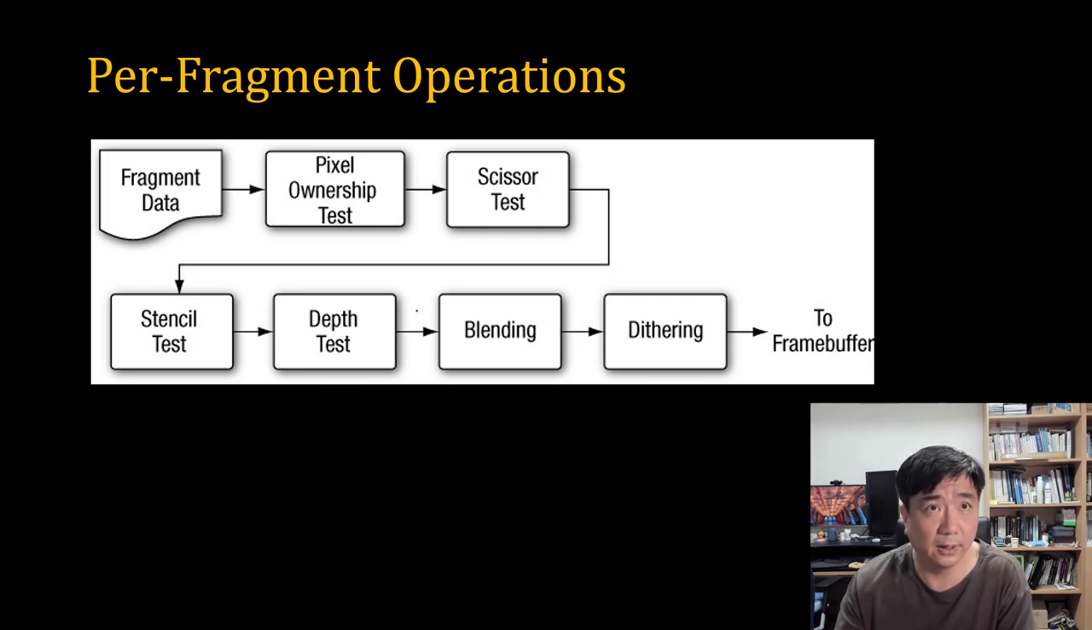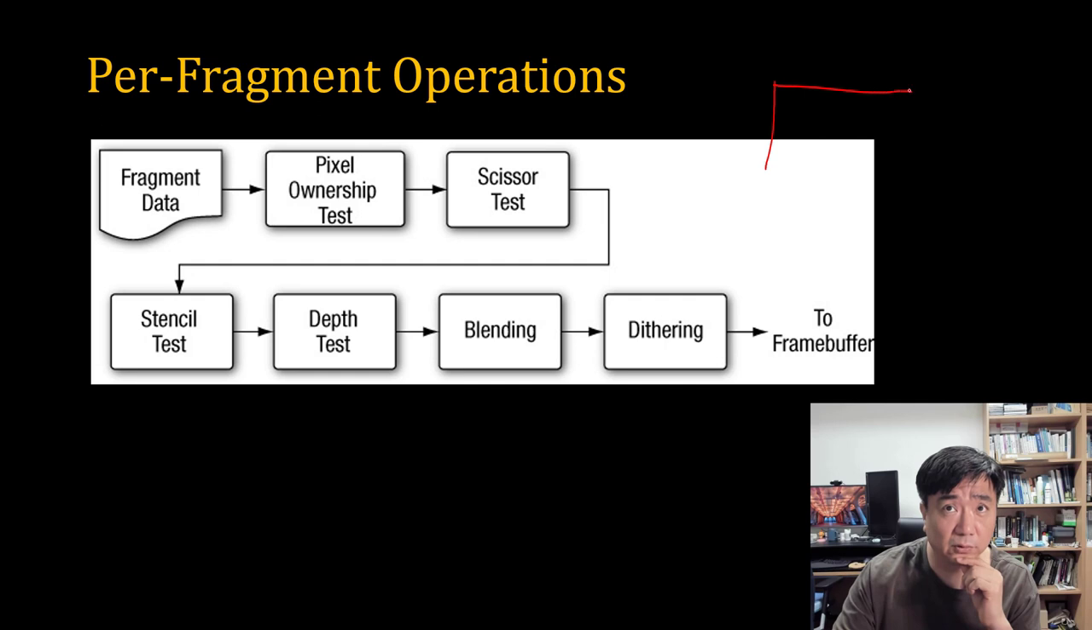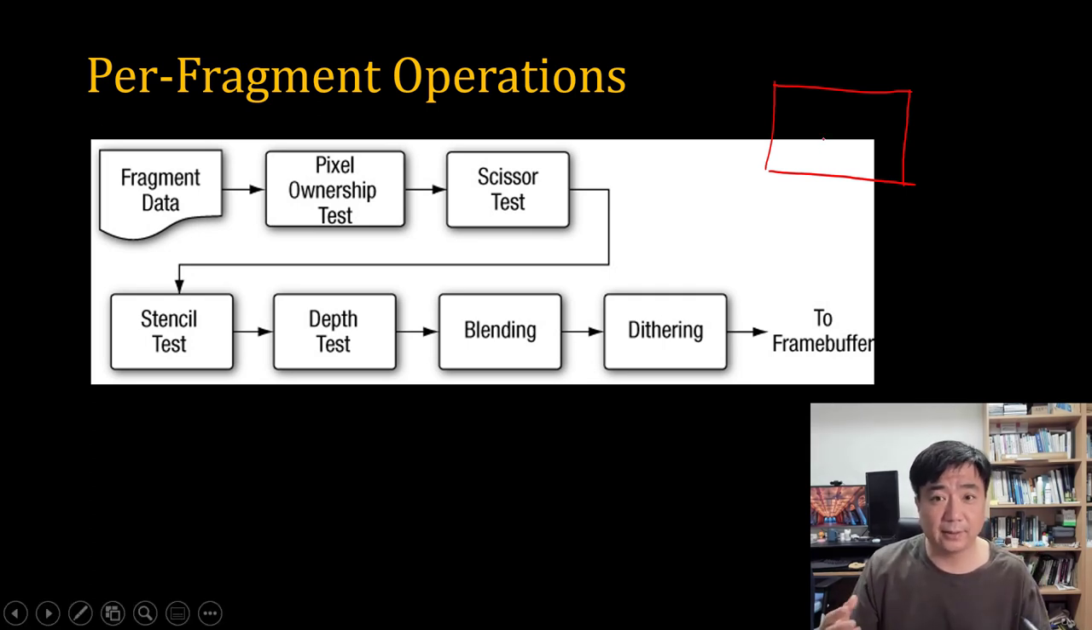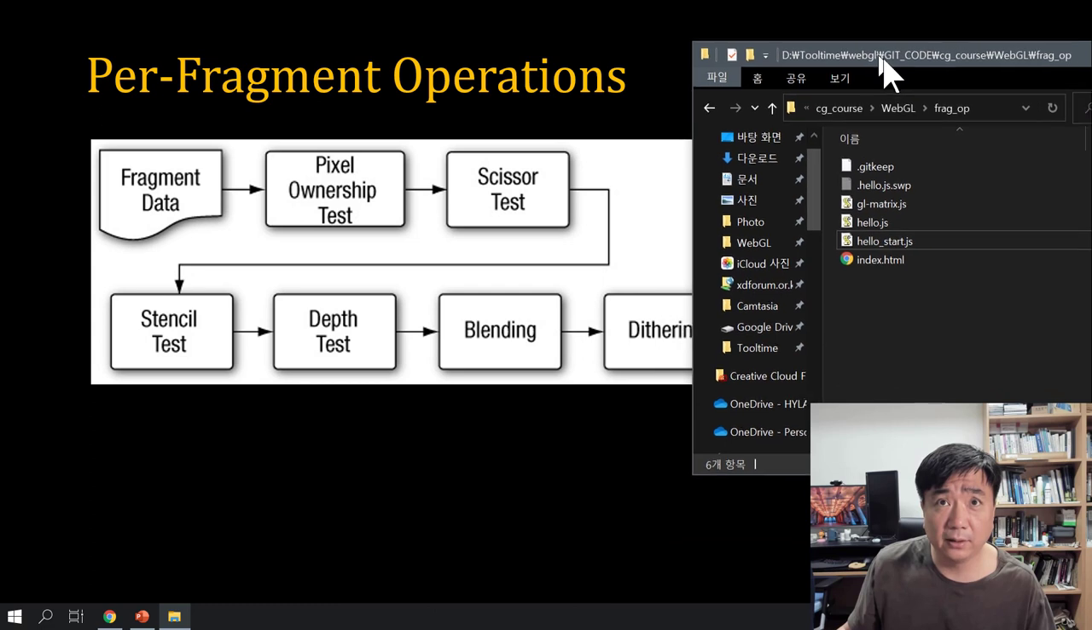The first thing, the pixel ownership test, checks whether this pixel is owned by this fragment data, that is, whether the fragment can be drawn on this pixel. Sometimes it is very strange, because we already tested the clipping, so surely it is inside of the window. But how can this pixel be owned by another application? The most general case is like this: some other application window can operate in this area.